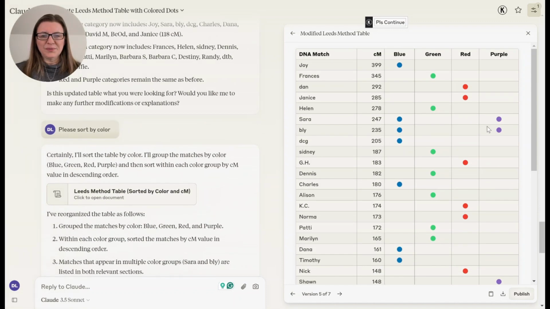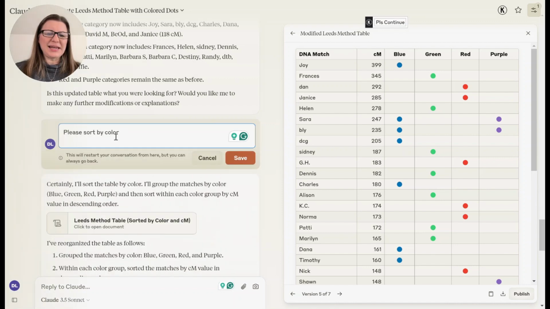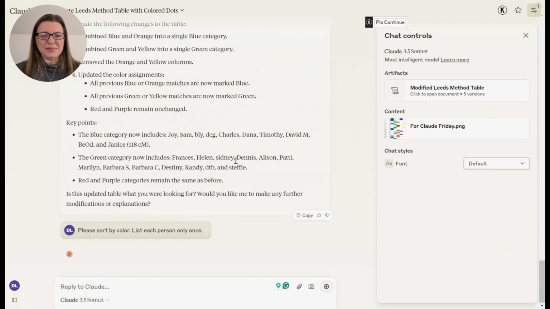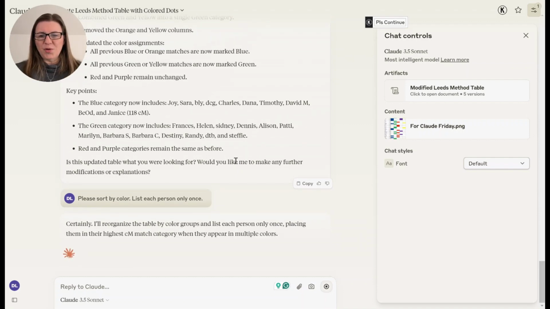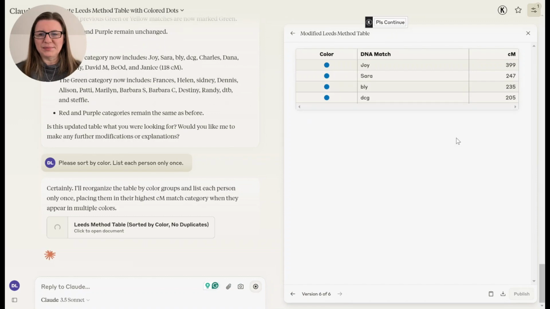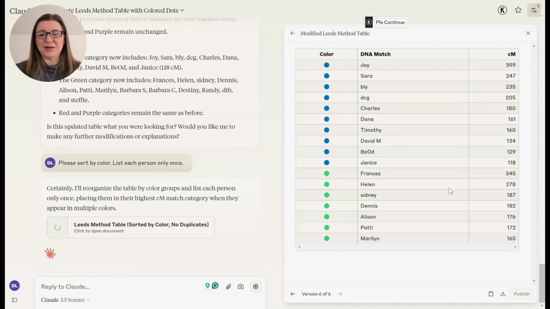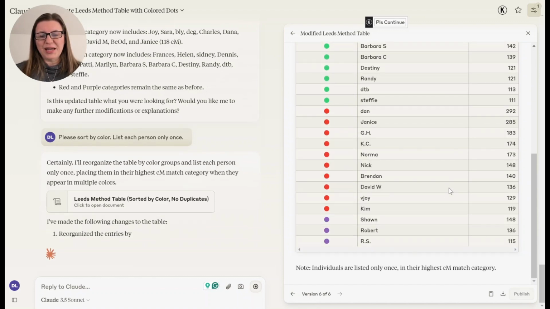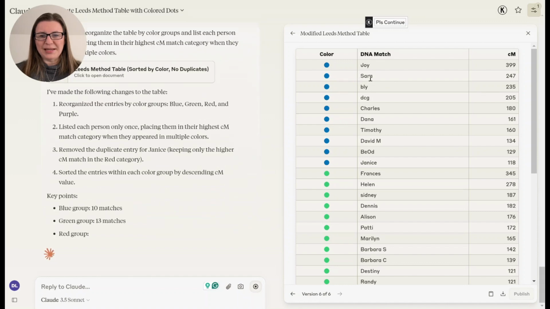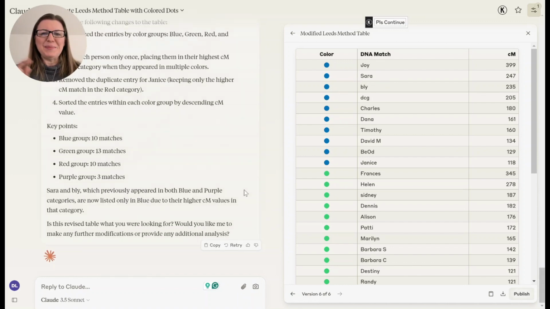Please sort by color. I can say edit, and I could change, and I could say list each person only once. And on all the AIs, you can go back and edit previous prompts, and it will go back in time and start where you were right there. And so it should open up that artifact again on the right. Well, that's an interesting way to do it too. But again, we don't have Sarah and Bly on there, as they just put Sarah and Bly as blue and not purple. Anyway, let me switch to what I did yesterday.